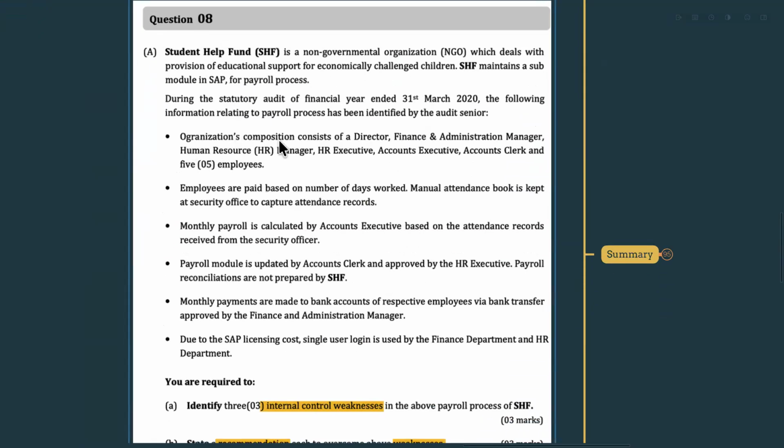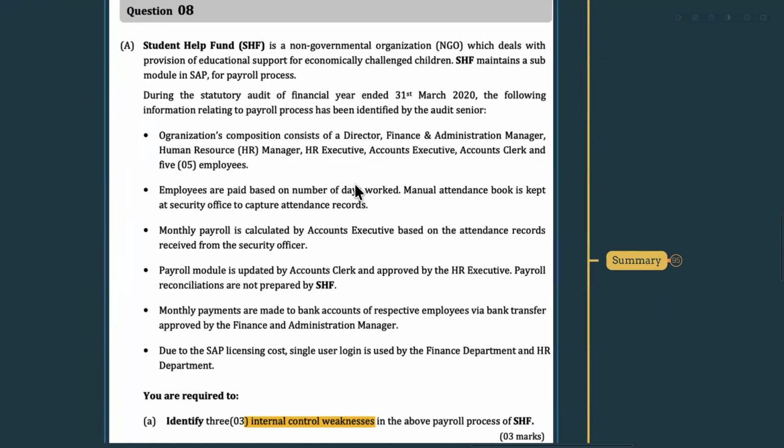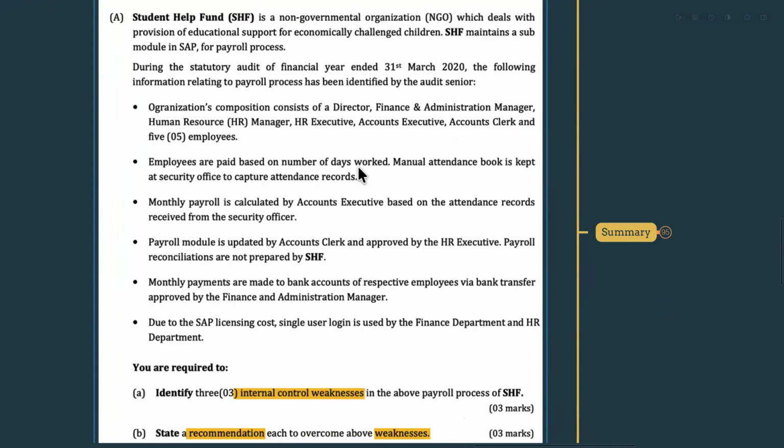What are those? The organization's composition consists of a director, finance and administration manager, HR manager, HR executive, accounts clerk, and 5 employees. Okay, fine. Employees are paid based on the number of days worked. A manual attendance book is kept at a security office to capture the attendance record. You know the weakness of the manual attendance. It means people are supposed to be on time in, on time out. Sometimes they are at home sleeping very well, and their friends are signing for them. You know the weakness, no? So manual attendance books, instead of biometric or fingerprint systems, they have a manual attendance system. People can cheat easily. Control weakness.